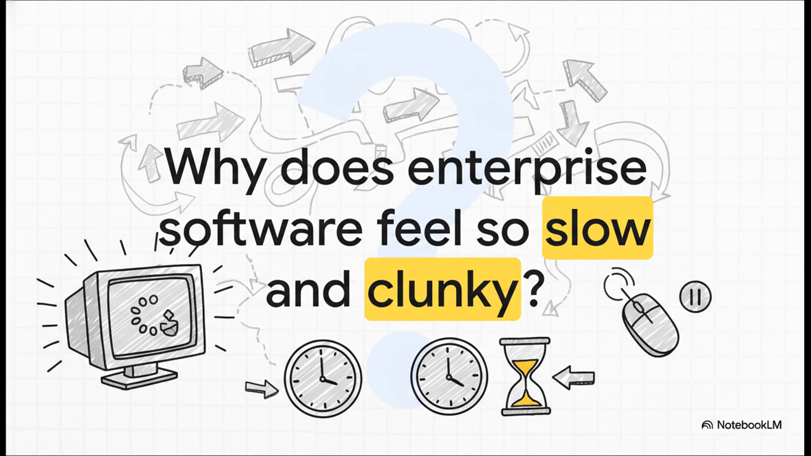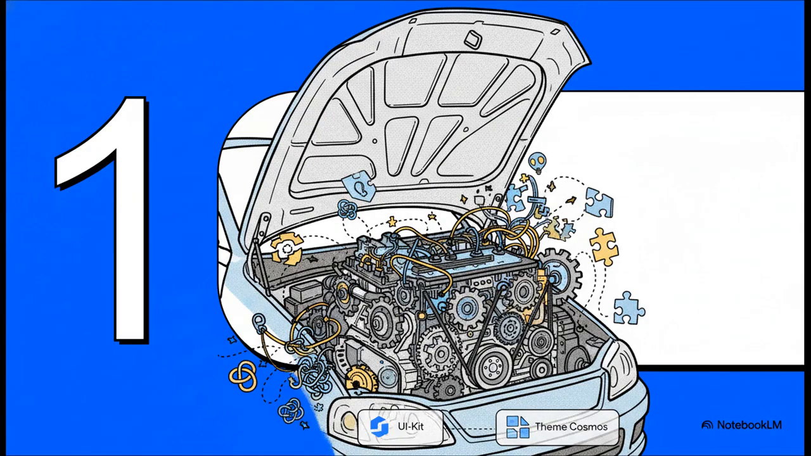Why is it that so much of the software we use at work feels, well, slow? You click something, you wait, the whole screen flashes and reloads. It just feels clunky, like it's from a different decade of the internet. To get to the bottom of that, we have to look under the hood at Pega's traditional UI. This is the stuff a lot of us are familiar with, like UIKit and Theme Cosmos. And as we'll see, the source of all that frustration is baked right into its architecture.